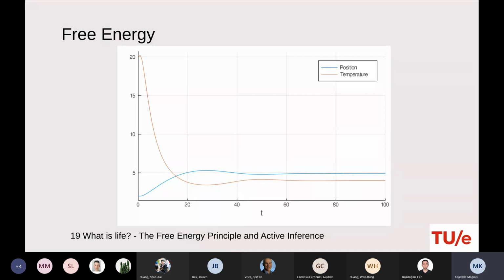Out of just that, performing inference, we can get an agent that is able to move from down here, up, overshoot a little bit, and then eventually settle into this nice stable position, where the temperature, the orange line, is right bang on where we want it to be. So in terms of a biological agent, this would correspond to positioning yourself relative to a heat source so that your body temperature remains as it should be.